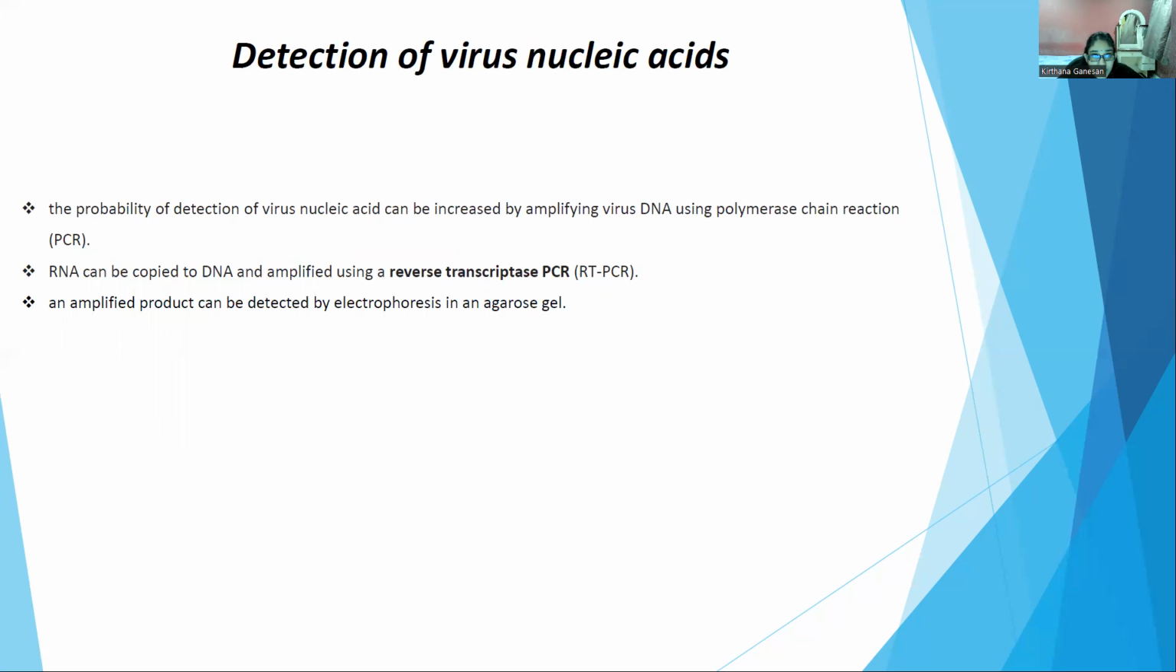As for the next method, the detection of virus nucleic acids. The probability of detection of virus nucleic acid can be increased by amplifying virus DNA using polymerase chain reaction, also known as PCR. RNA can be copied to DNA and amplified using reverse transcriptase PCR, known as RT-PCR. The amplified product can then be detected by electrophoresis in an agarose gel.